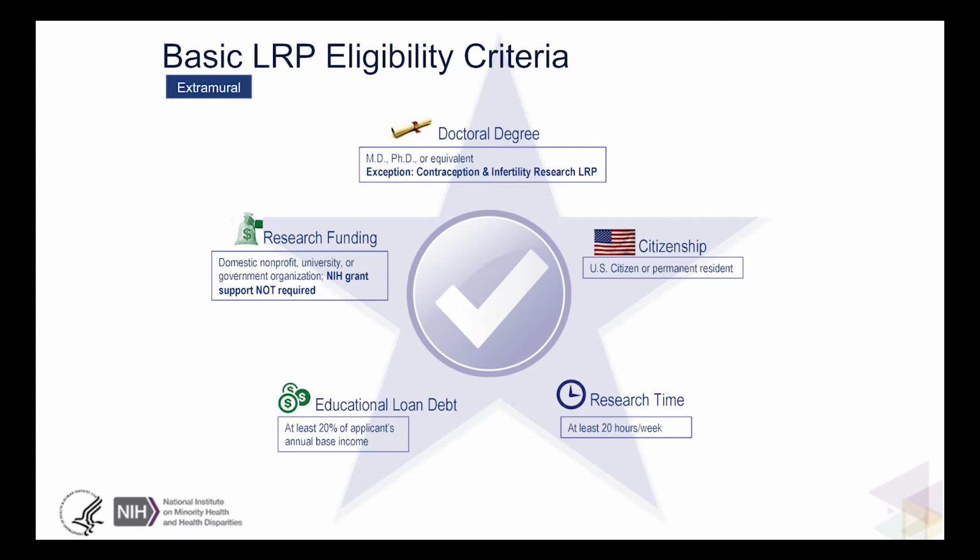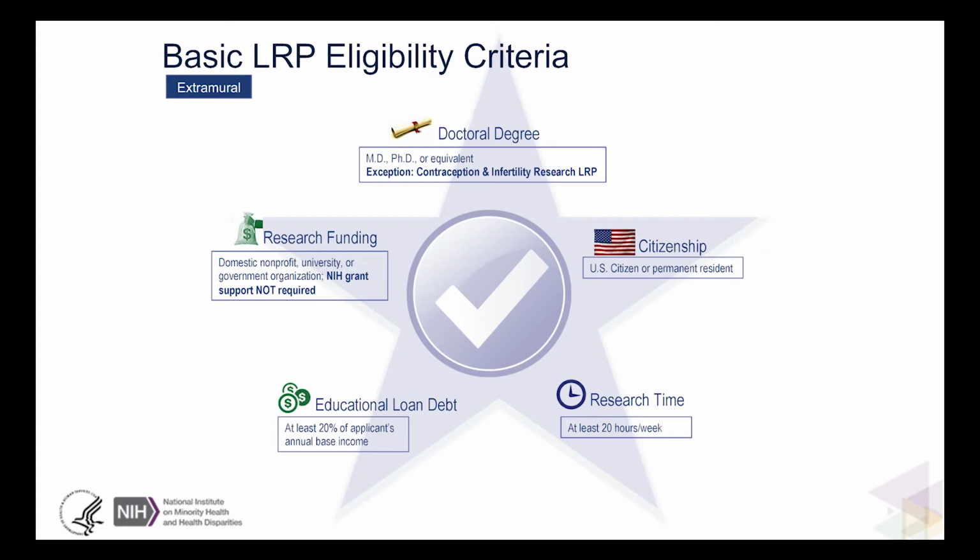So now let's get into LRP eligibility criteria. The first is that you must have your doctoral level degree. So you must have your MD, your Ph.D., or as I say, one of the D's in between. There is an exception for the contraception and infertility research LRP, where individuals can come from a more allied health background. So you don't have to have a doctoral degree in those instances, but that's only for contraception and infertility. Next, regarding citizenship, you must be a U.S. citizen or a permanent resident.